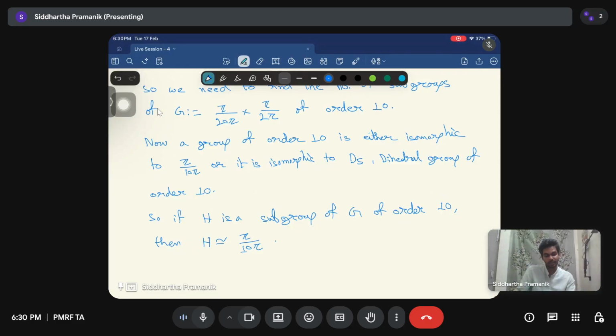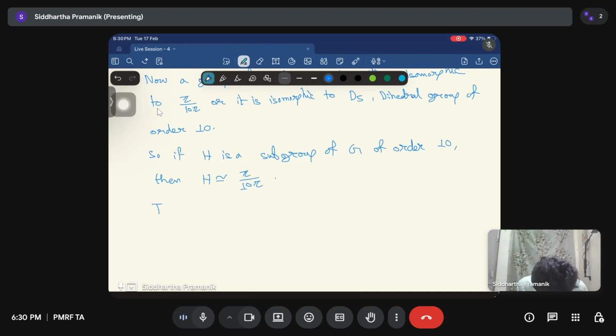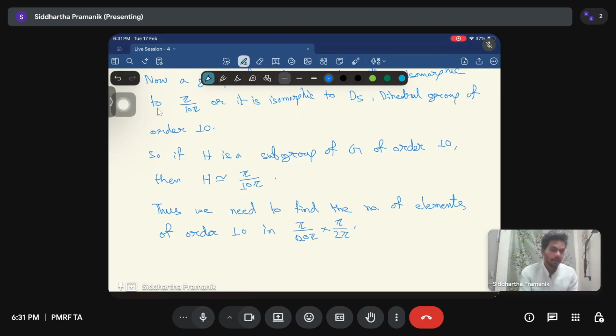So we need to basically find the number of cyclic subgroups of order 10, and it is basically the same as finding the number of elements of order 10 in this group Z mod 20Z cross Z mod 2Z. And it is as usual, we have already done this thing.